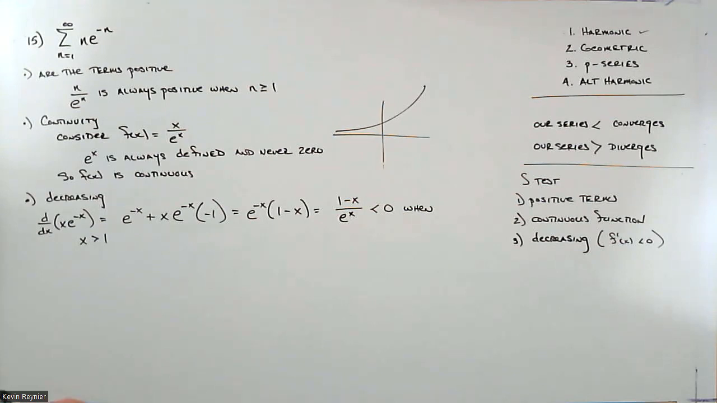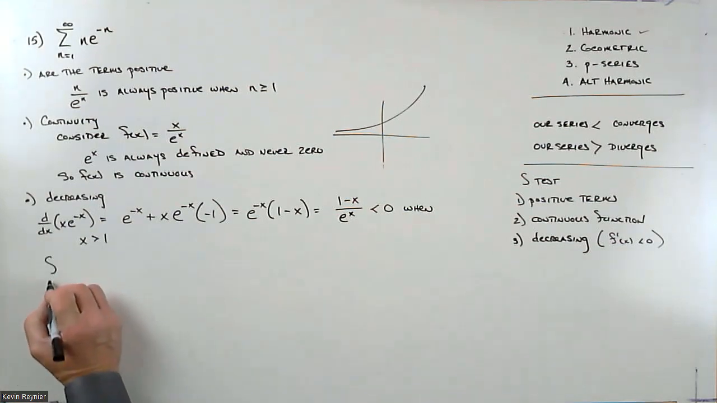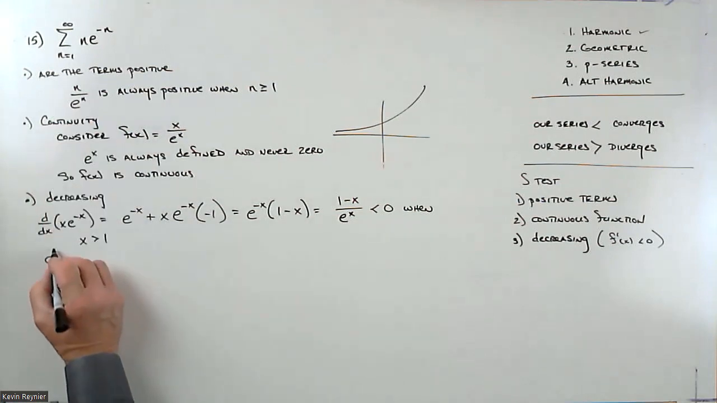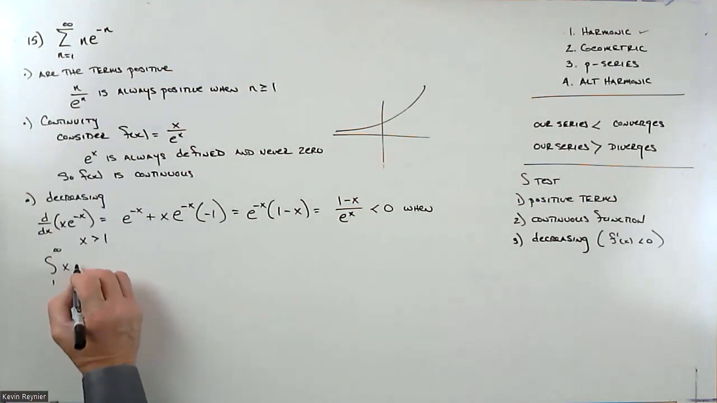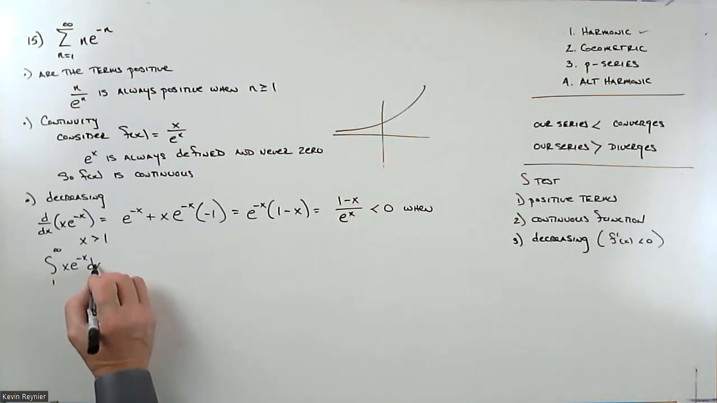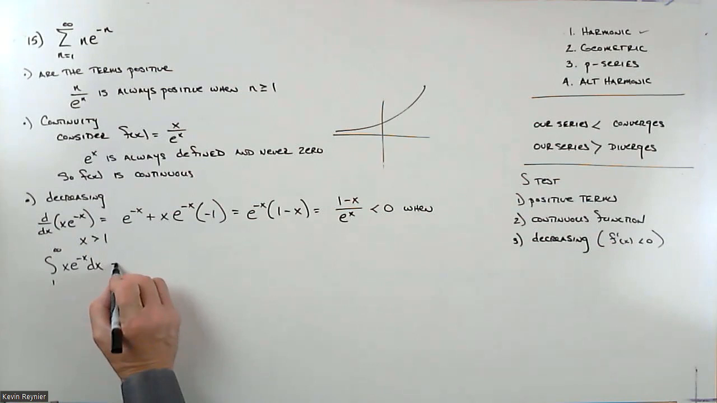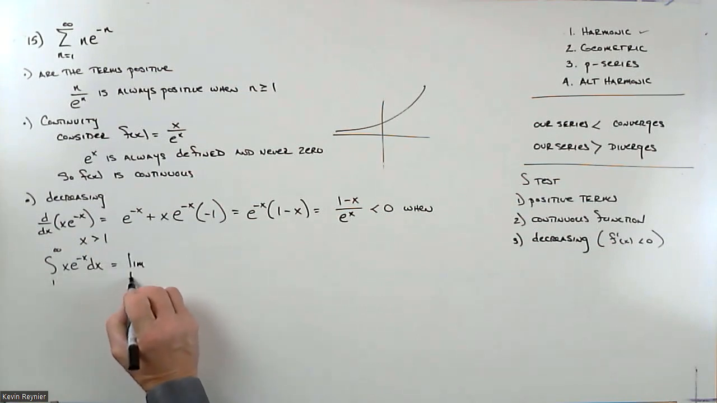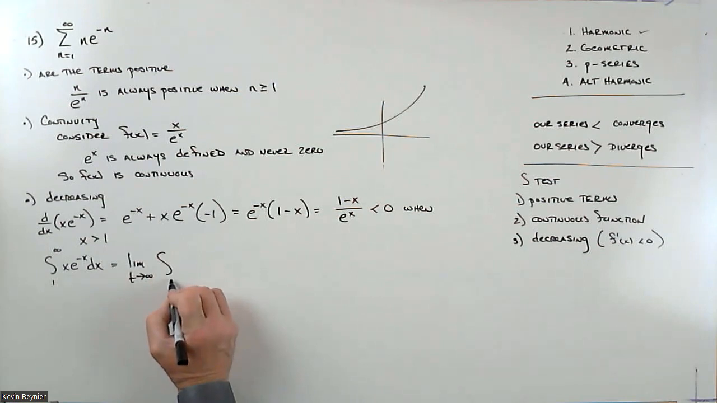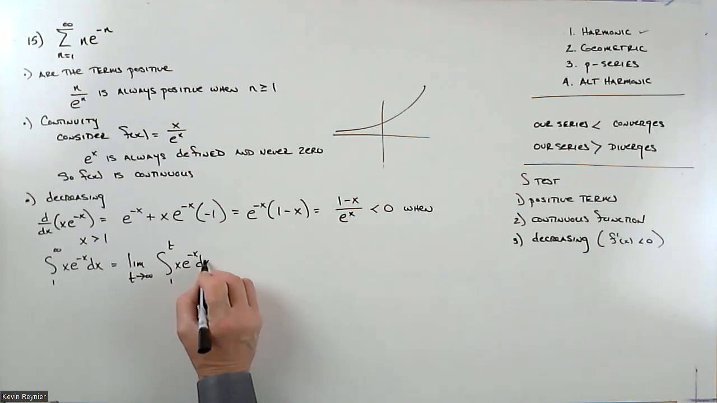Now remember, the integral test says if we look at the integral from, in this case, 1 to infinity of x e to the minus x dx, the behavior of this integral is going to determine the behavior of our series. If this integral converges, our series will converge. If this integral diverges, our series will diverge. To do this integral, we take the limit as t approaches infinity of the integral from 1 to t of x e to the minus x dx, because it's an improper integral. And now we're going to use parts.